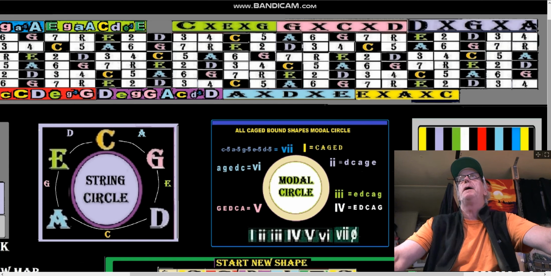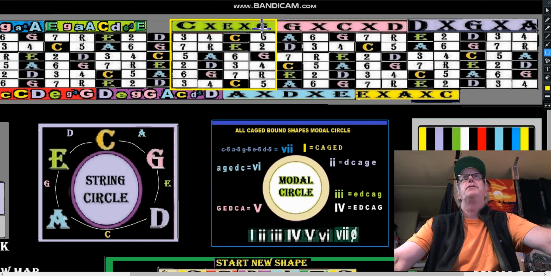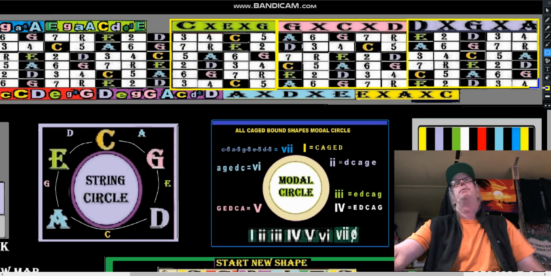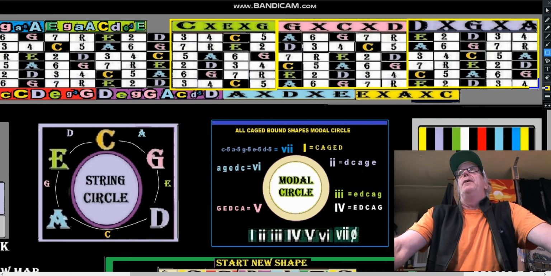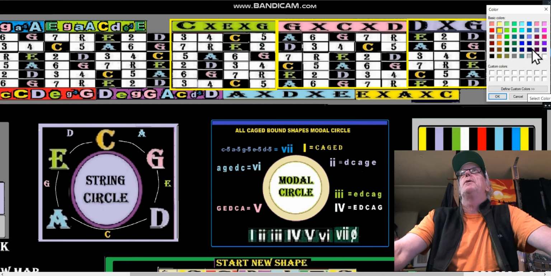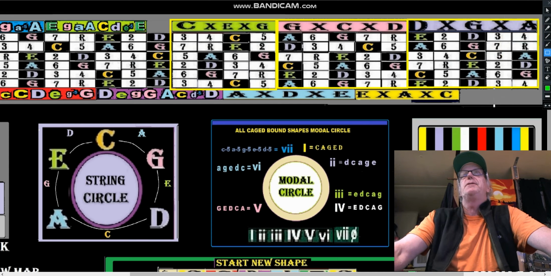Now, what I mean by a banner is that the banner itself covers the part of the fretboard that we're concerned with. So the CEG banner is concerned with this part of the fretboard. The GCD banner is concerned with that part of the fretboard, and the DGA banner is concerned with this part of the fretboard.